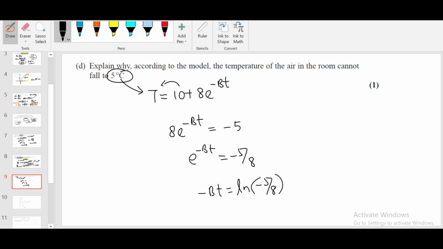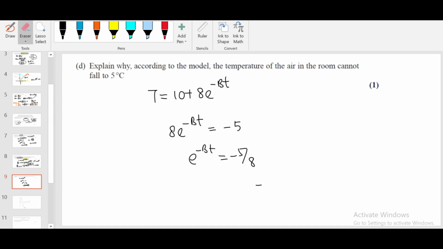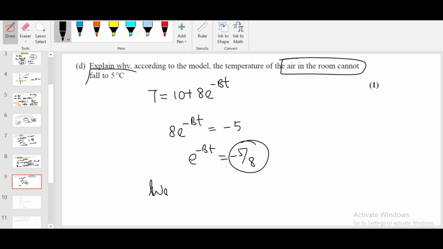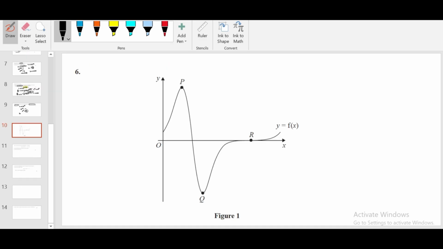So you need to write the conclusion. You don't write this step, doesn't make sense actually. So at this step you need to write, we cannot find the logarithm of a negative number, therefore this equation cannot be solved, and then therefore the air in the room cannot fall to 5 degrees Celsius. That's all. Question number 6 now.